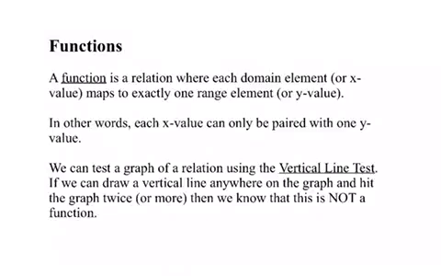If you have a graph of a relation, you can use the vertical line test to see if it's a function. Draw as many vertical lines as you want. If you only hit the graph once with each vertical line, then you know it's a function. If you can hit the graph twice or more, then you know that it's not a function. Let's take a look.